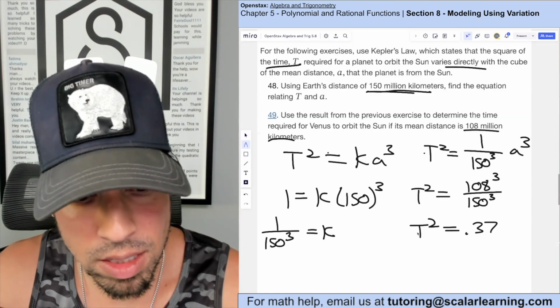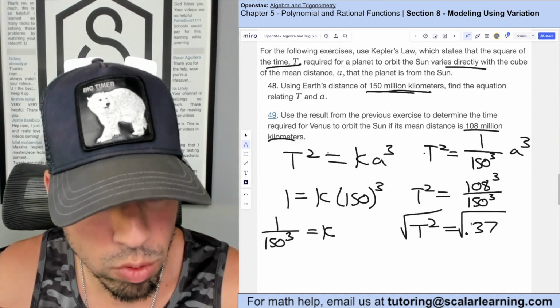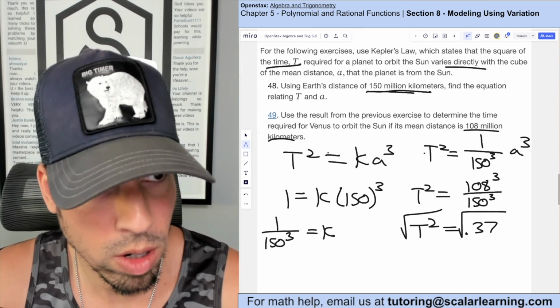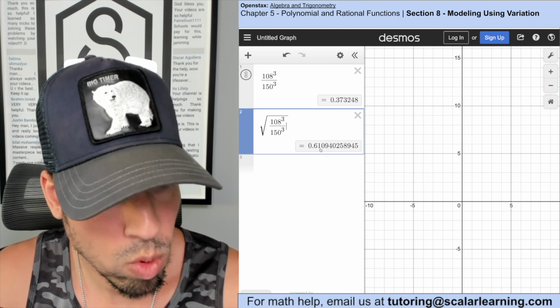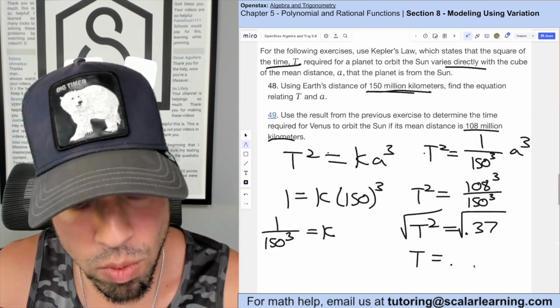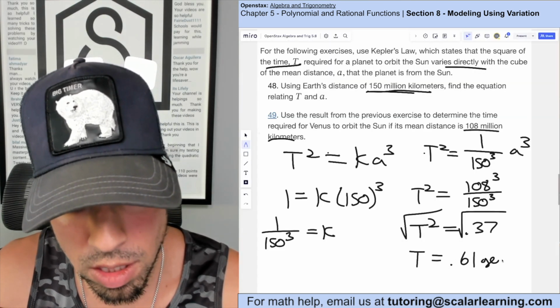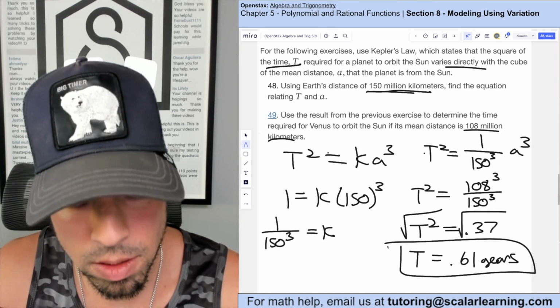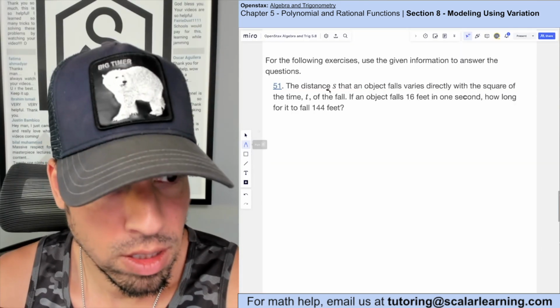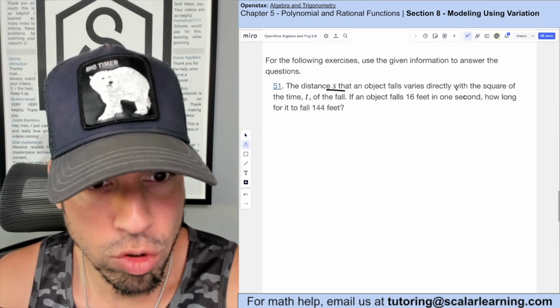And then last but not least, to solve for t, we have to take the square root of both sides, which I'll do in Desmos as well. And then now we get 0.61. So we'll say roughly 0.61 years. Boom. Done. For this question, it says the distance s that an object falls varies directly.